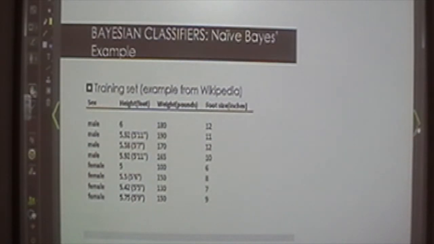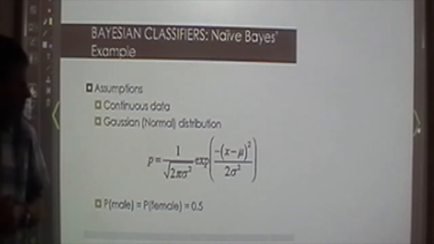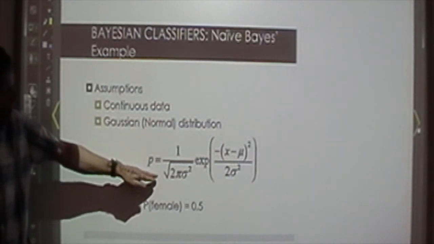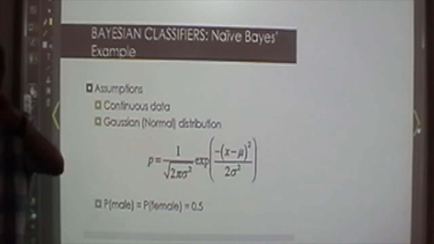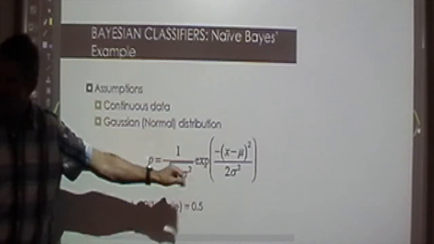So first we need to build a model, and we're going to have to make some assumptions. First, we're looking at continuous data: height, weight, and length. So a good model here might be to use a Gaussian distribution, a normal distribution. The curve is defined as a probability density. I'm not expecting people to know that, but it's going to look like this curve right there.